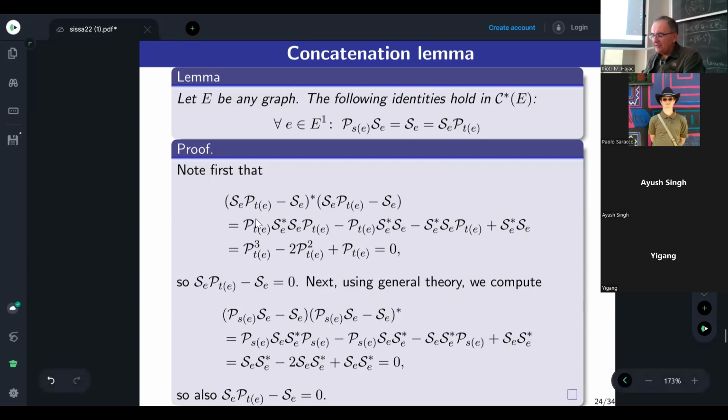When I star s_e p_t(e) minus s_e, I have p_t(e) because it is self-adjoint, times s_e star. So first I multiply s_e p_t(e), so I have p_t(e) s_e star s_e p_t(e). Then I multiply s_e, so I have p_t(e) s_e star s_e with a minus sign. Another minus sign is here, minus s_e star s_e p_t(e), and I have plus s_e star s_e. But now this is easy because remember, s_e star s_e is just p_t(e) by the first Cuntz-Krieger relation. So I have p_t(e) cubed minus 2 p_t(e) squared plus p_t(e). And of course, this is 0, right? Because I have twice the projection minus twice the projection.